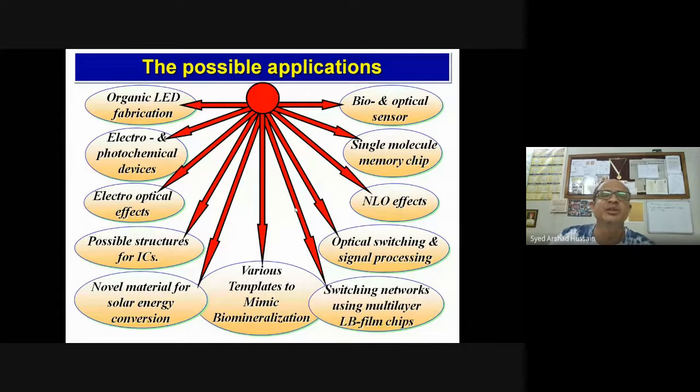Possible applications of Langmuir-Blodgett techniques: organic LED fabrication, then electro and photochemical devices, then ICs for solar applications, mimicking biomembrane, then switching networks using multilayers, then optical switching, nonlinear effects, single molecular memory chips, bio and optical sensors. So many applications are there. These are listed just to highlight the technique. If somebody is interested, they can Google and search also. Nowadays, a lot of research literature is available.